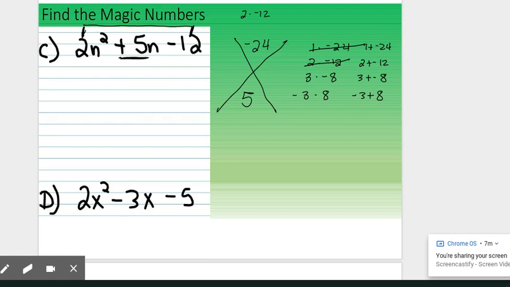Negative 3 plus 8 is positive 5. We have our two magic numbers, and these are the most important numbers that we have. Okay.